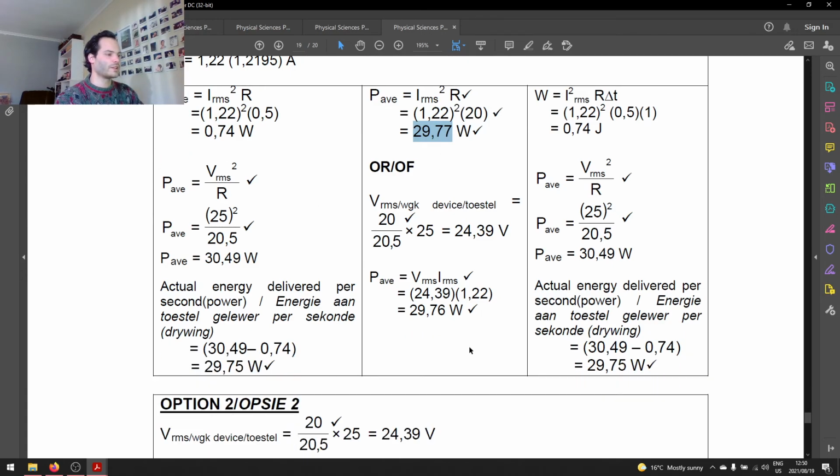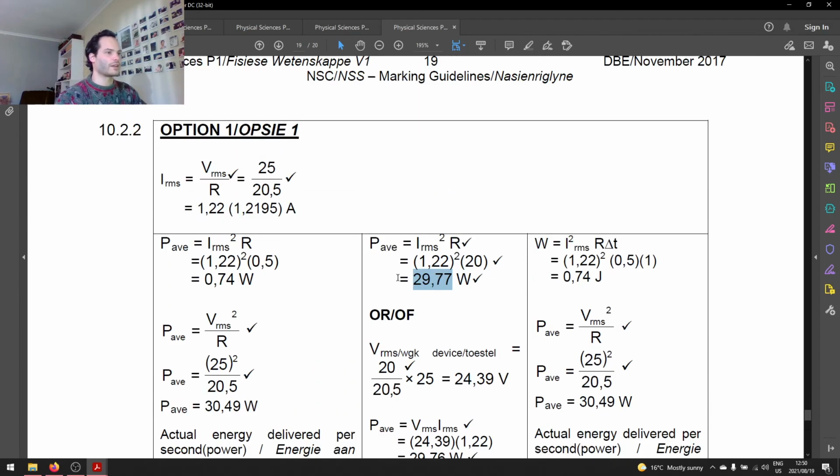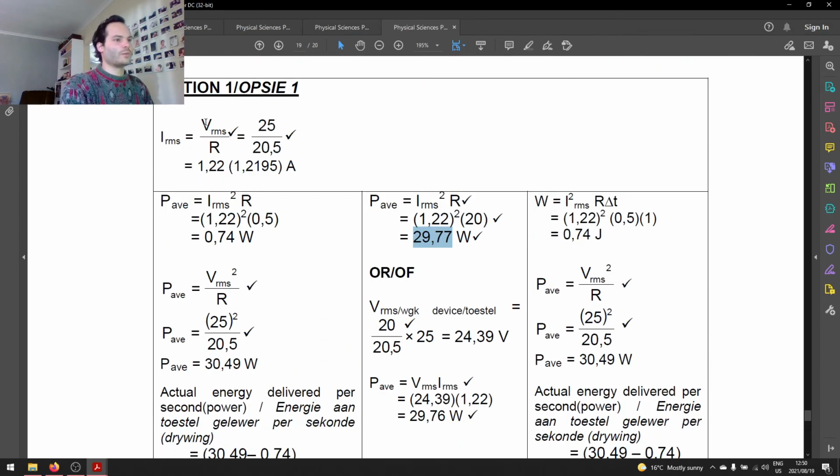You can ignore the rest here. They're making it a bit more difficult for themselves. We just use the fastest and quickest method. Just to reiterate, I've got my RMS voltage, I've got my total resistance. I calculate my RMS current, then I use that current, I square it and multiply it with my resistance according to my power equation.